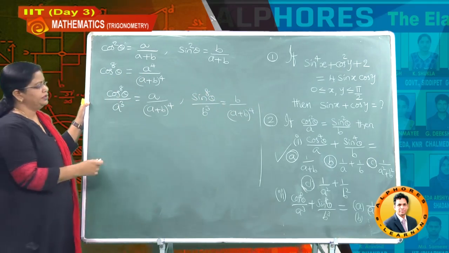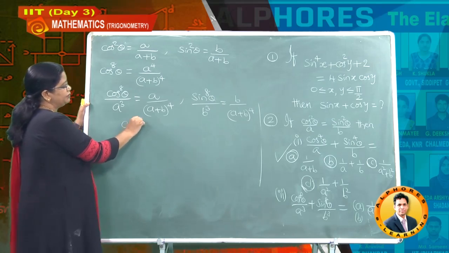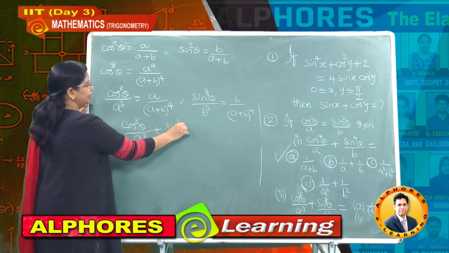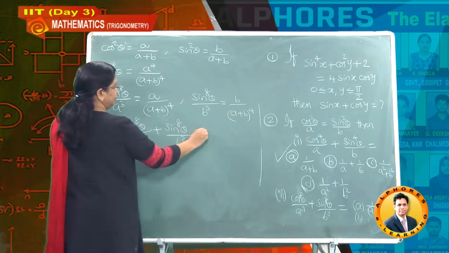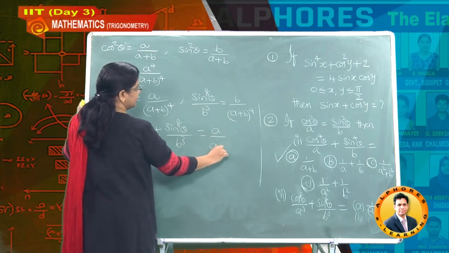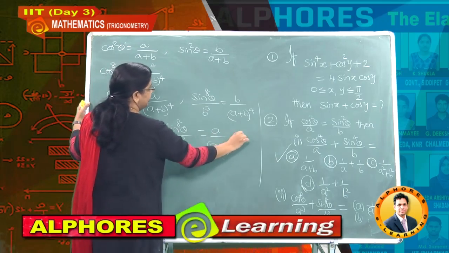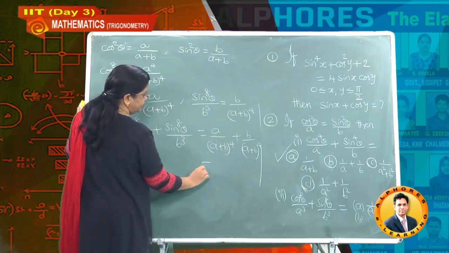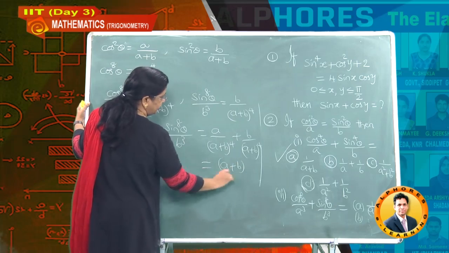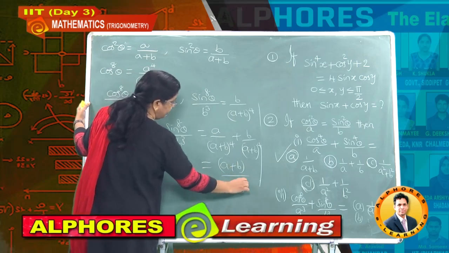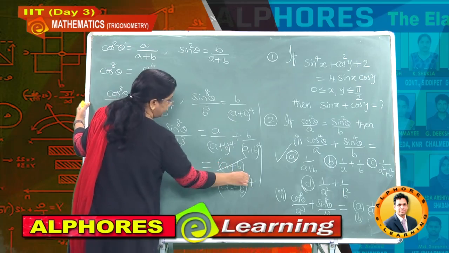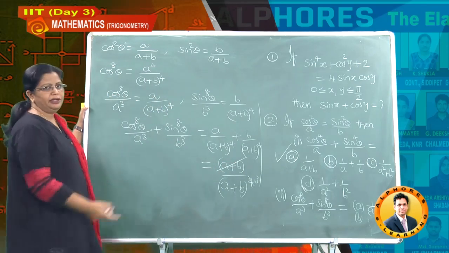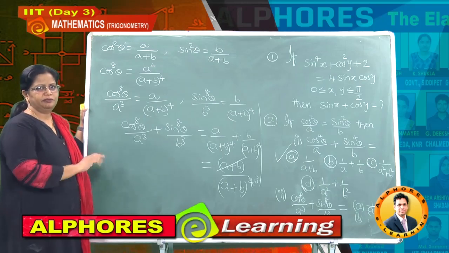Now let us add these two quantities, that is cos power 8 theta by a cube plus sin power 8 theta divided by b cube equal to a divided by a plus b whole power 4 plus b divided by a plus b whole power 4. That implies you got now same denominator, so a plus b by a plus b whole to the power of 4. Now here cancel here, so 3. So what is the answer now? 1 divided by a plus b whole cube. This is the answer.